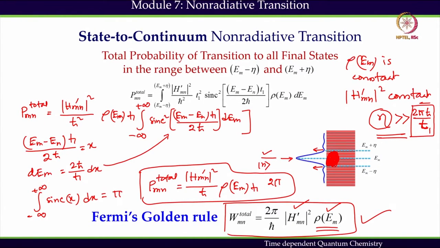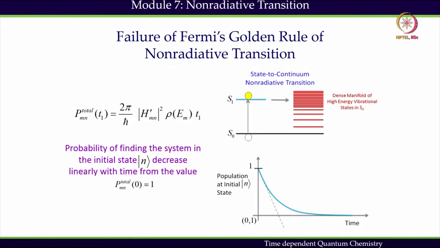Now, after having understood this non-radiative transition, we will try to compare the theoretical findings with the possible experimental outcome. So, already we have understood that the total non-radiative transition probability from an initial state n to a group of closely spaced final states m, where m is representing the continuum, due to weak perturbation is given by this Fermi's golden rule.